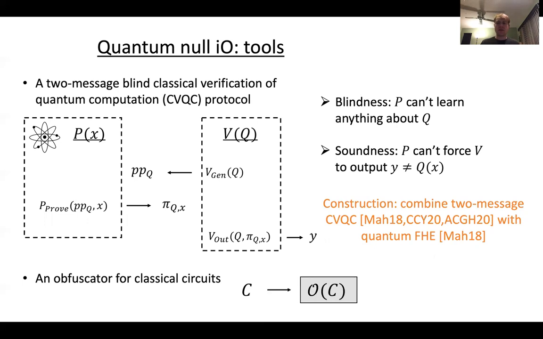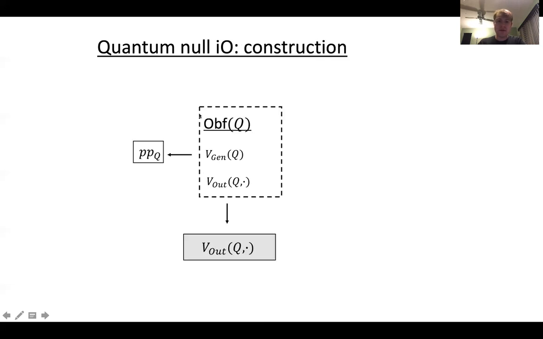The second tool is just an obfuscator for classical circuits, okay. So given these two tools, our construction is quite simple. If we want to obfuscate the circuit Q, what we'll do is we'll just first run the verifier generation algorithm on Q to produce these public parameters.